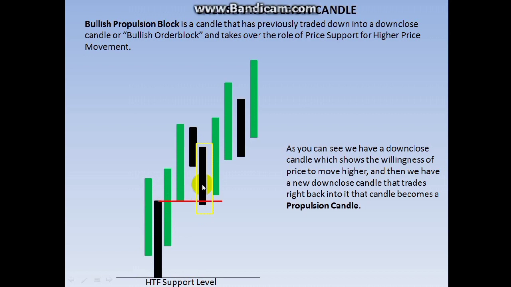So remember, the candle has to be a bearish candle, and the underlying trend has to be a bullish trend. The underlying tone should be bullish; we should be expecting higher prices. So now this is our proportion candle as it trades back into the previous bullish order block. This becomes a proportion candle.